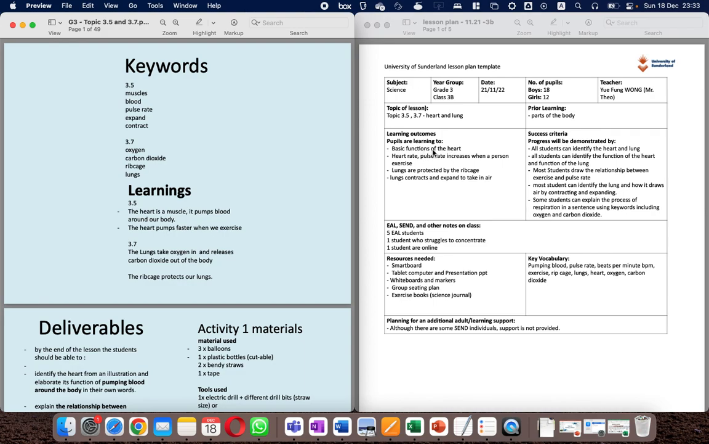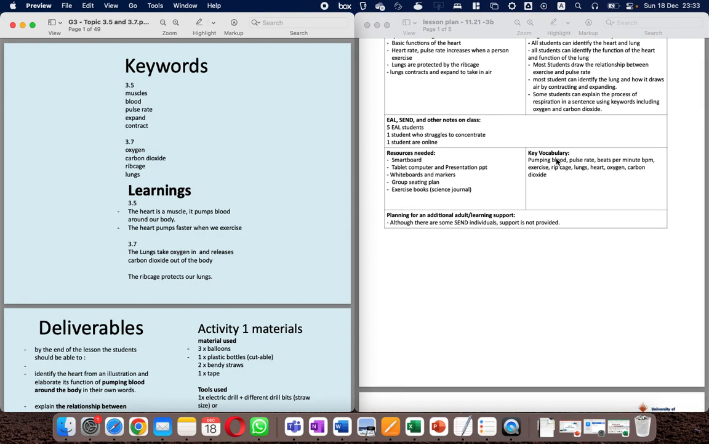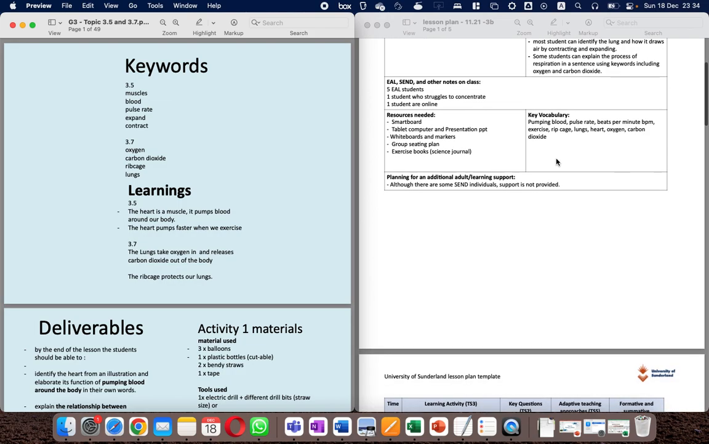The learning outcome of this lesson: the first part is that students will learn about the heart and heart rate, and the pulse rate that increases when a person exercises. Hopefully by the end of the lesson, students can identify the heart and its function, what it does. Most students should be able to find the correlation between exercise and pulse rate, how it increases. Most students should be able to find the pulse rate as well. And hopefully some students can explain more about how it draws this connection with the lung as we progress further into lesson 2.